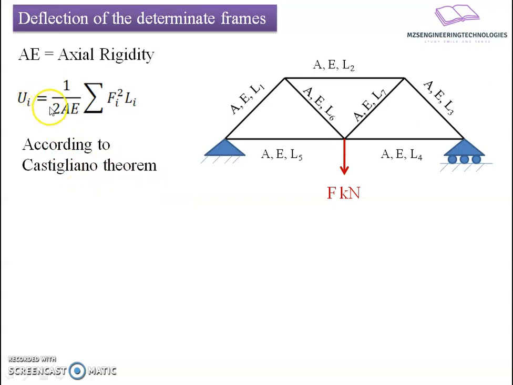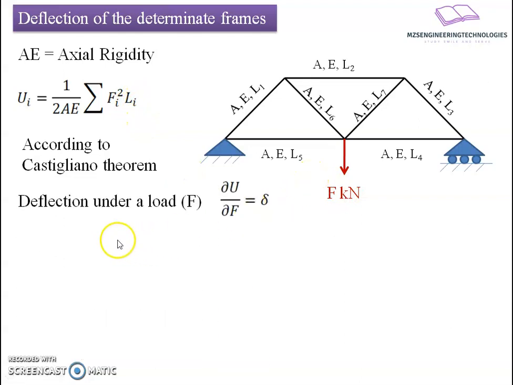If I put U equals 1 upon 2 AE, this constant I have taken in a bracket, what remains is the summation of Fi square into Li. So if I consider that the deflection under the loading F is equal to dou U upon dou F, what I have done here is taken the partial derivative of the strain energy possessed by the system with respect to F, which is the force under consideration for which I want to find the deflection. Let this deflection be represented by di bar. So I am interested to know the value of di bar here.